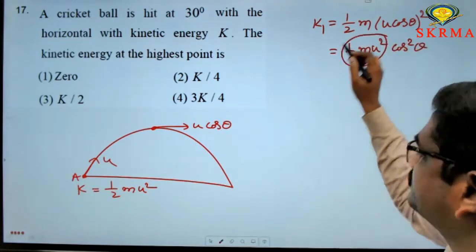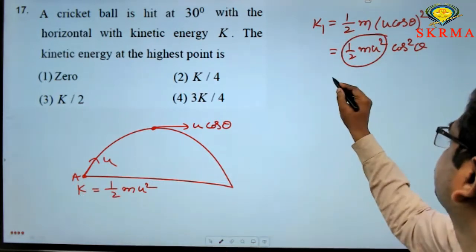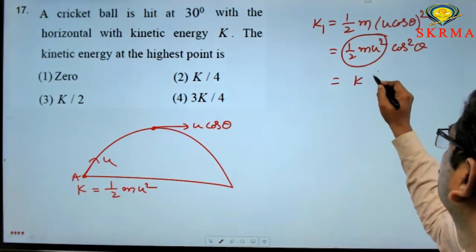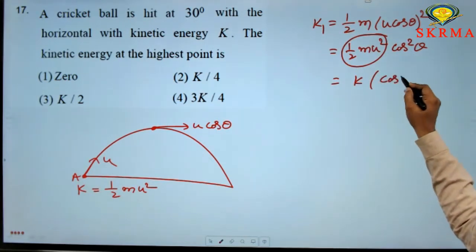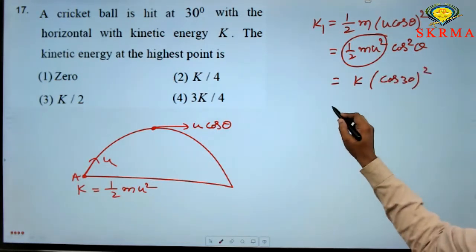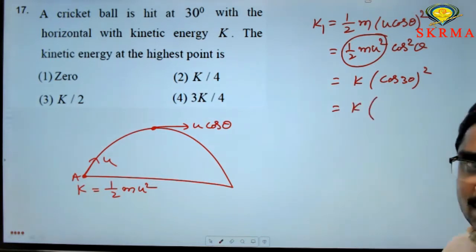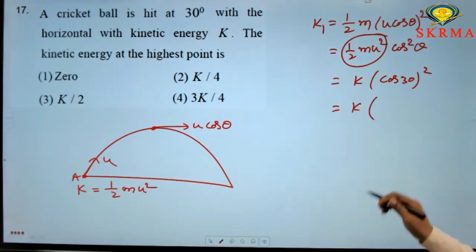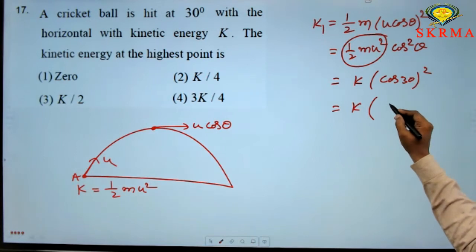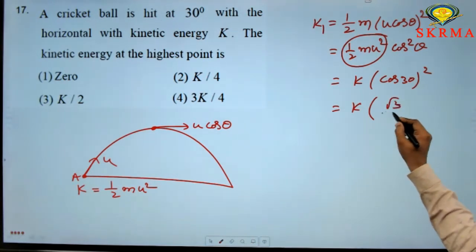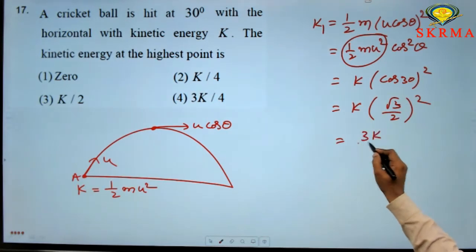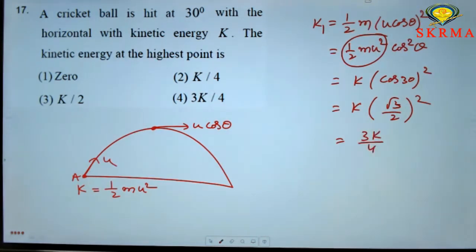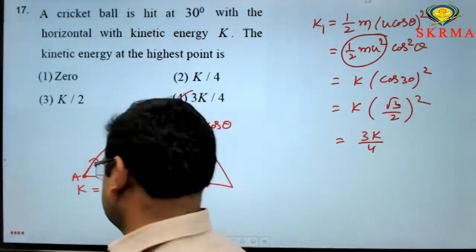1 by 2 m u square is how much? K. K into cos square theta. Theta is how much? 30 degrees. Cos 30 whole square. That equals K into cos 30, which can be written as root 3 by 2. So root 3 by 2 whole square, that equals 3K by 4. 3K by 4 is the answer. This one.